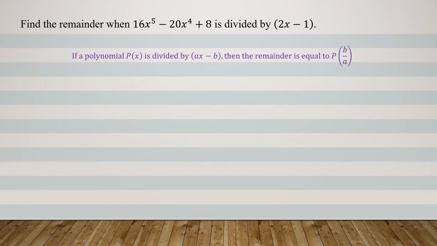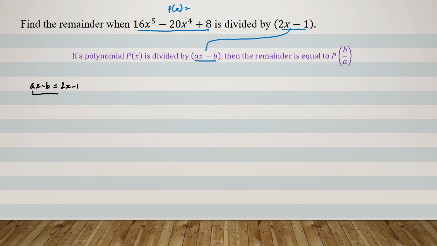So in our question, this is our polynomial, so this is p(x). And this is our divisor. So the first step, compare your divisor to the theorem. Let's write that down. We have ax minus b. Let's compare that to 2x minus 1. So this will give us the values of a and b we need for our calculations.